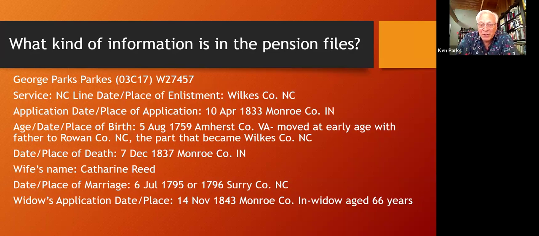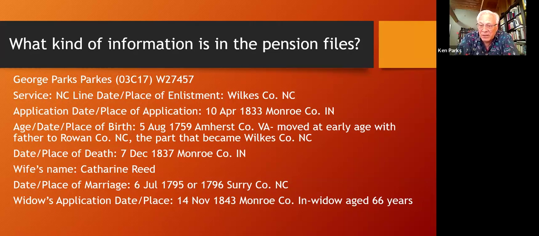So the kinds of information in there, quickly, this service, where they enlisted, when. Sometimes that information is there. When they applied and from where, which again, when you're looking at an individual who may have migrated from one place to the other, will help you pinpoint them in a certain place in a certain time. Their place and date of birth, and in this case, it gives a very complete date of birth, and that he was born in Amherst County, Virginia.